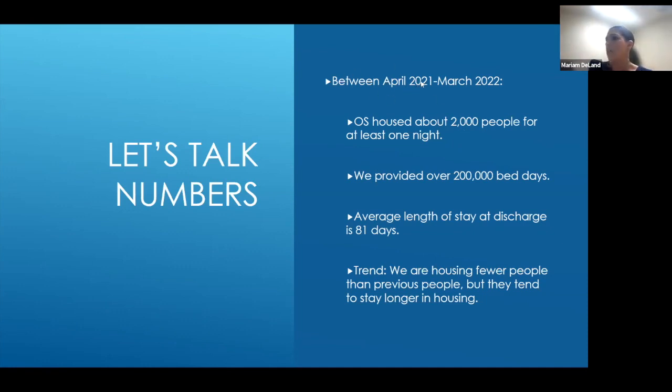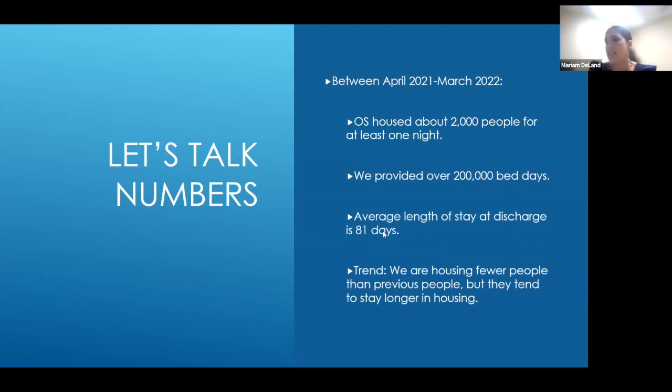Between April of 2021 and March of 2022, the last year that we measured, about 2,000 people were housed for at least one night in one of our locations. In total, these people used 200,000 bed days. I think that speaks to the scope of the need. These are just people who are referred to our program. We're not talking about the entire justice-involved population, but just people on parole who were referred. 200,000 bed days were utilized.